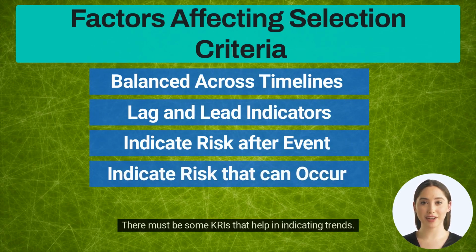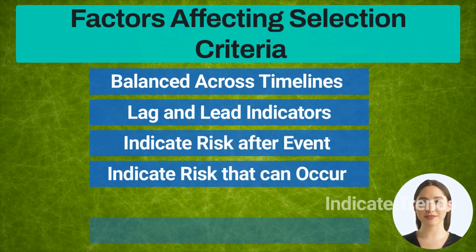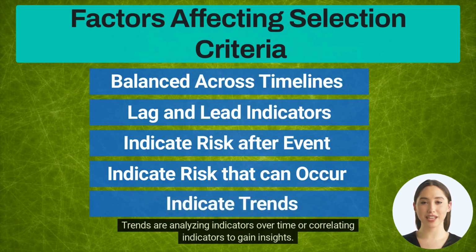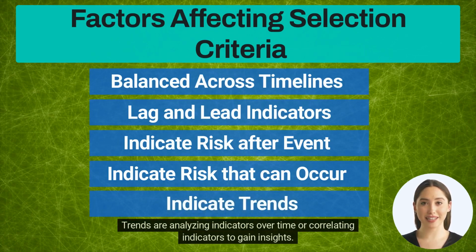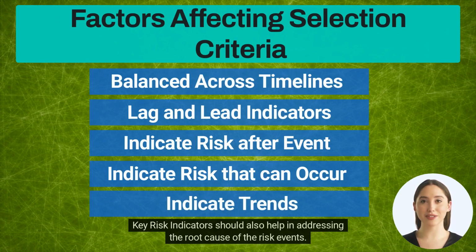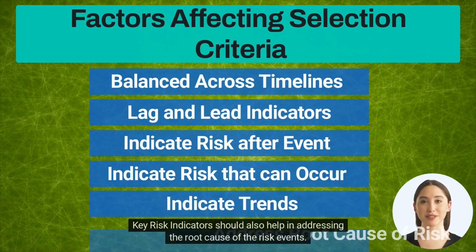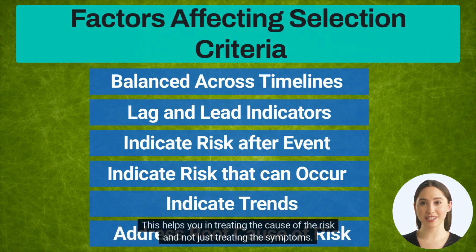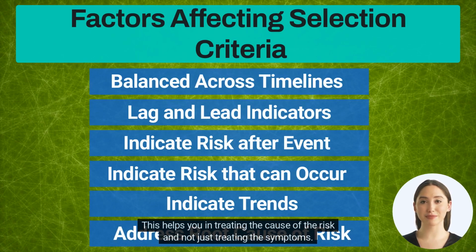There must be some KRIs that help in indicating trends. Trends are analyzing indicators over time or correlating indicators to gain insights. Key risk indicators should also help in addressing the root cause of the risk events. This helps you in treating the cause of the risk and not just treating the symptoms.